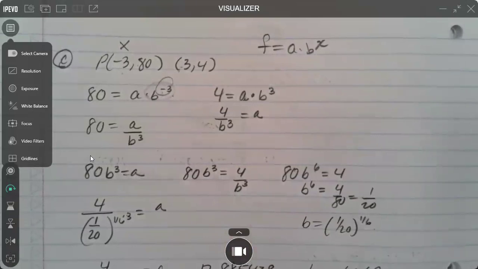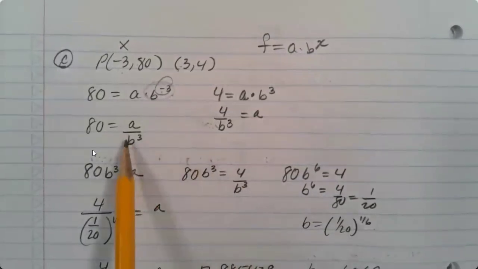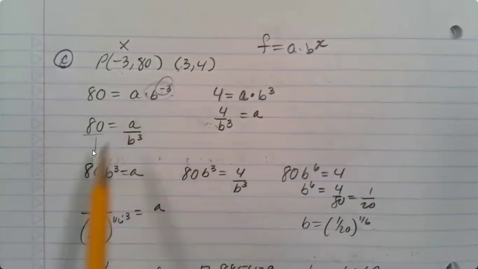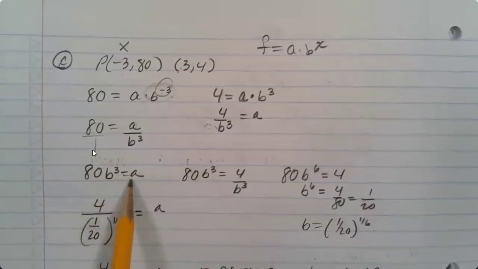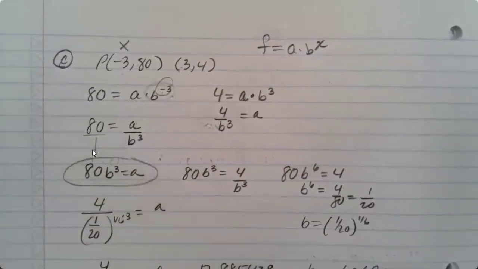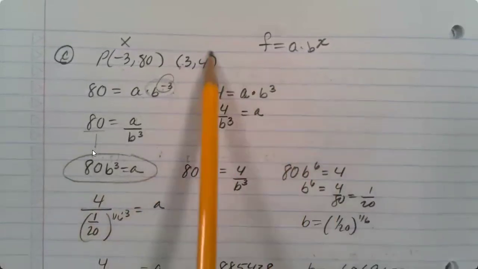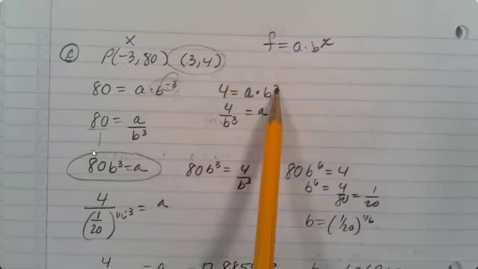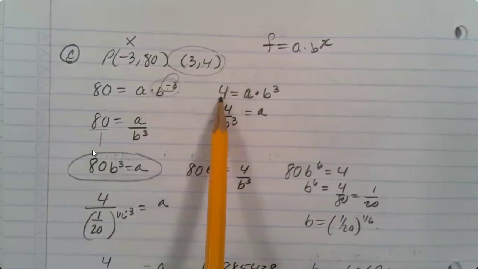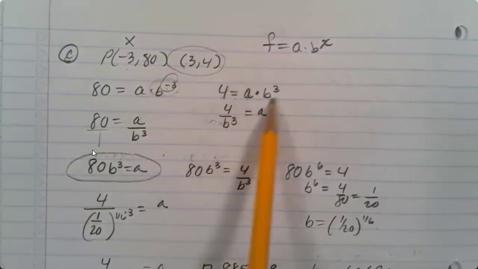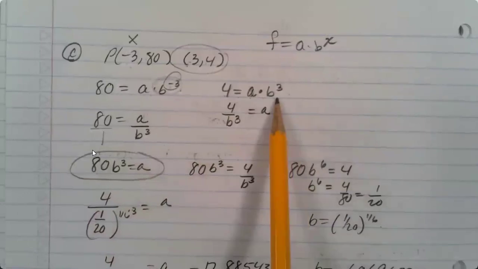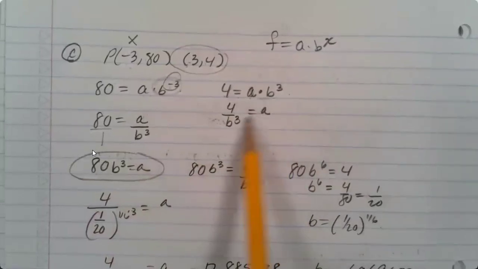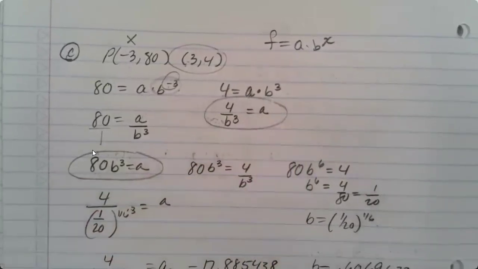Just kick it to the bottom and make it positive. So I'm going to cross multiply and get 80 times b cubed equals a. That's all you can do right now. Go to your second ordered pair. Let x be 3 and y be 4. So you'll get 4 equals a times b cubed. Solve for a again. Divide by b cubed, and this is what a equals.